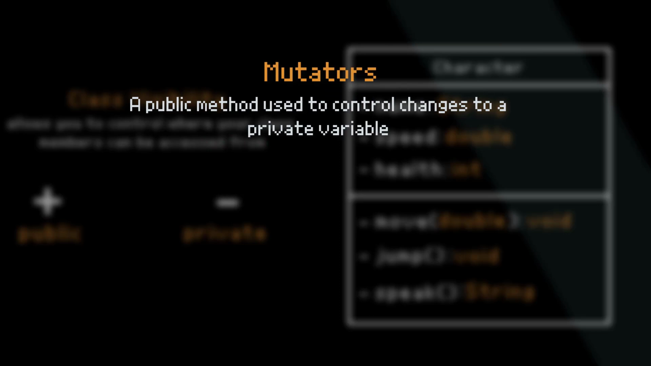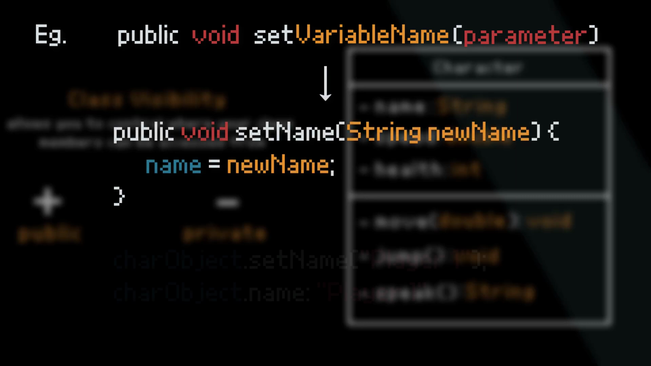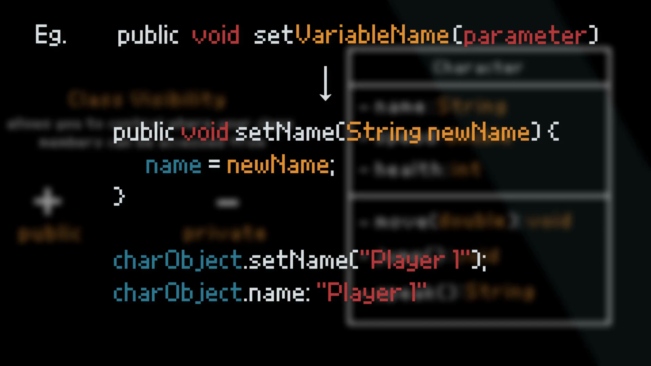A mutator is a method that allows other classes to change the value of the variable. It starts with set, followed by the variable name. The parameter is of the same data type as the variable, and does not return anything. Here's an example for a setter for the same variable name. The parameter would be of data type string, and it does not return anything, so we can write void at the end.